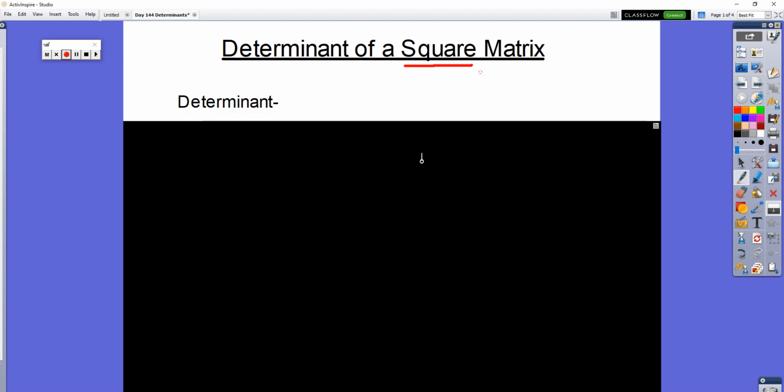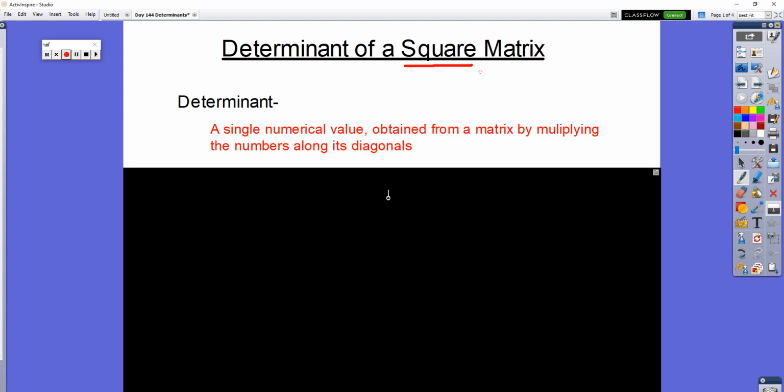The first thing that I want to do is tell you what a determinant is. So a determinant is a single numerical value that is obtained from a matrix by multiplying the numbers along its diagonals.